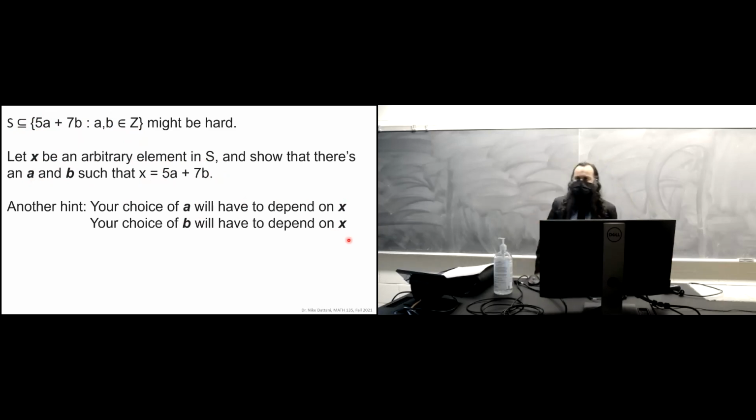So it might be something like a equals 4x and b equals negative 3x. Then does 5a plus 7b equal X? No, it doesn't. But maybe if you chose different integers, you might get that 5a plus 7b is X. So if I have 5 times 3x, which is 15x, plus 7 times some other multiple of x, then I might end up with 15x minus 14x and get x.